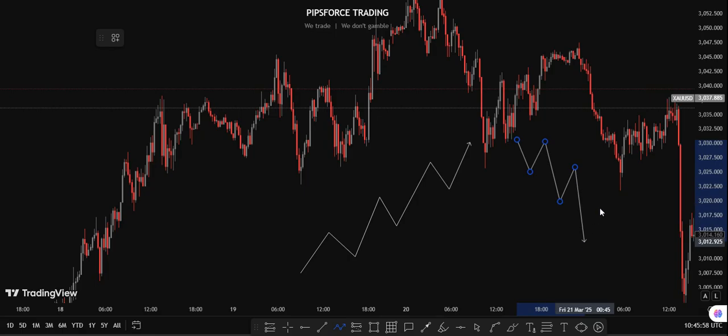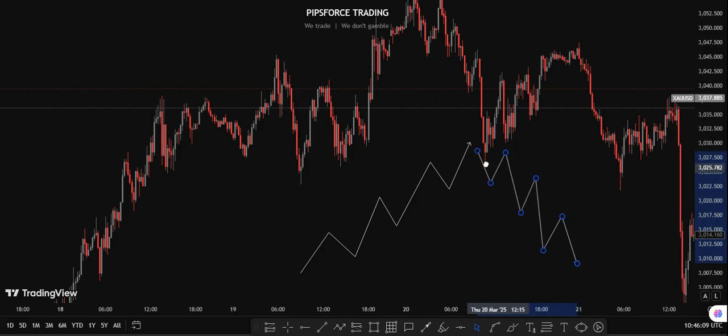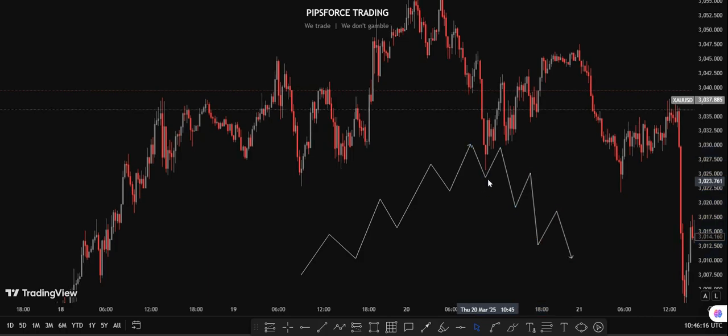So if we join these two structures together, like let me take this structure and join it to this one. So if I join these two structures together, you can literally see where a market structure shift will be coming. That is price failing to form a new higher high and a higher low. That's when we are seeing a market structure shift to come.